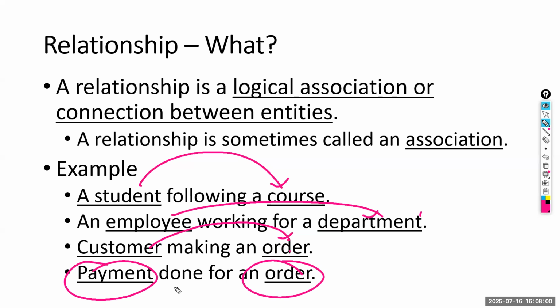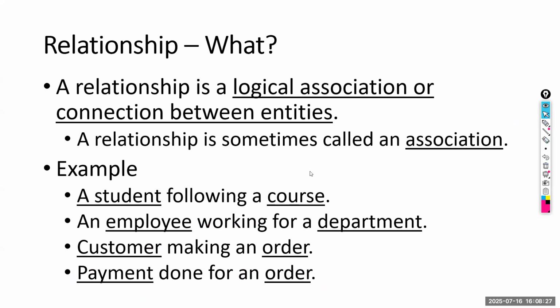So with your experience, common sense, logical thinking, you will be able to identify whether there's a relationship between two entities. You must not mark, if there's no logical relationship, don't mark it as a relationship. At the same time, don't miss relationships. If there's a relationship, you must model it, which needs a bit of practice, a bit of experience.